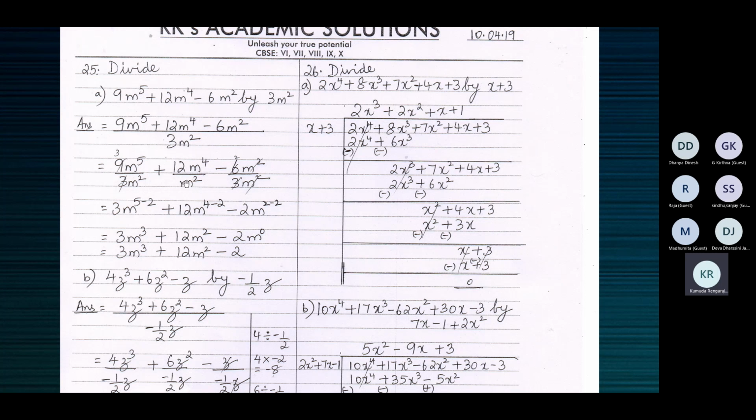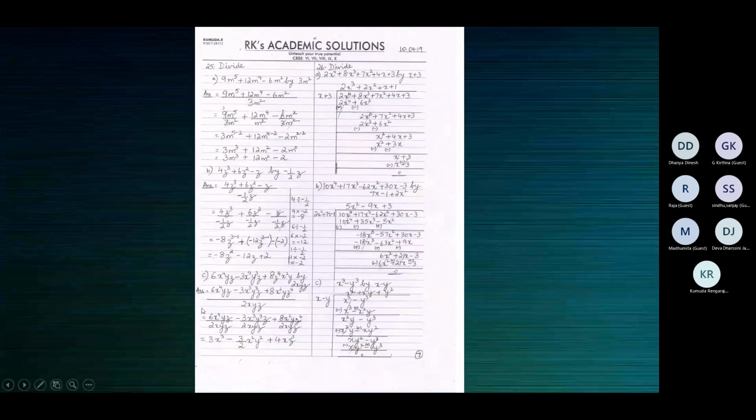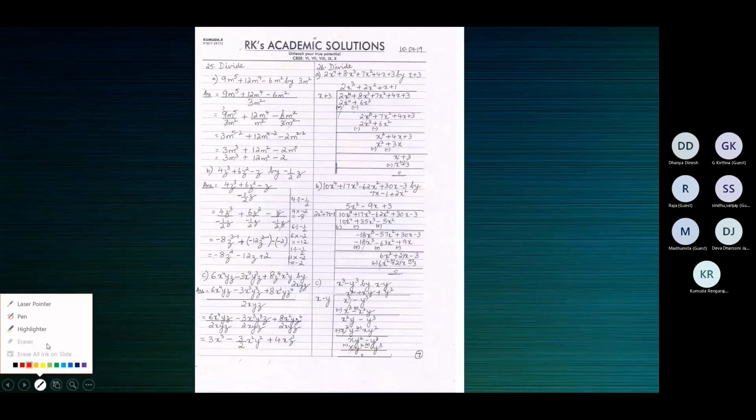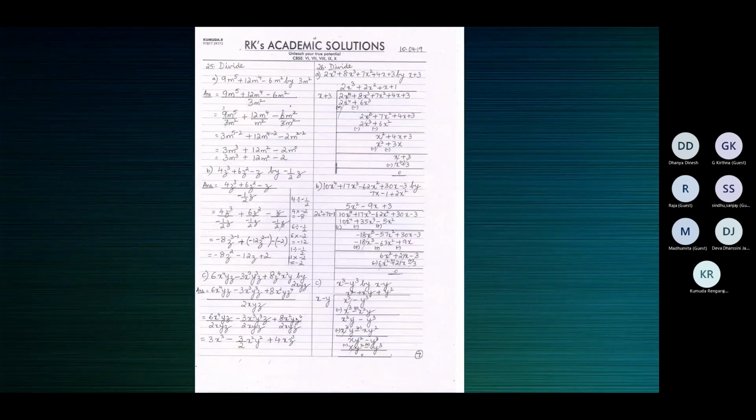Oh, it's a mistake, children. It's 3m square. I've forgotten to write. Ma'am, it's 4m to the power of 4. Yeah, that's what, 4m square it will be. Children, this one I've gone wrong. Let me correct it. So it will be 3 here, no? And so this will become 4.